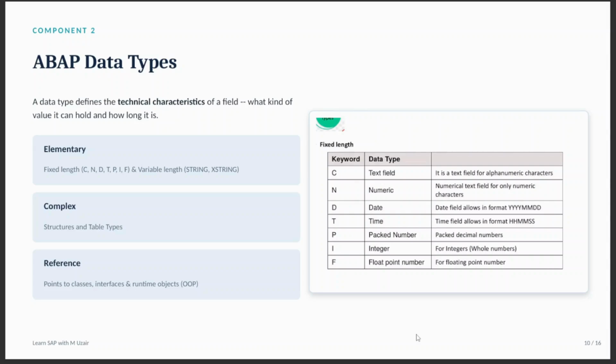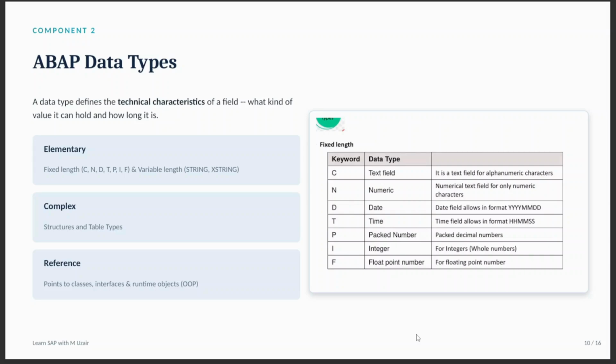ABAP groups data types into three families. ABAP specifically groups these into three parts. First, elementary types, which split further into fixed length ones like C, N, D, T, P, I, F. These are character, numeric, date, time, packed number, and float numbers, shown in this table also. And variable length ones like string and XSTRING.